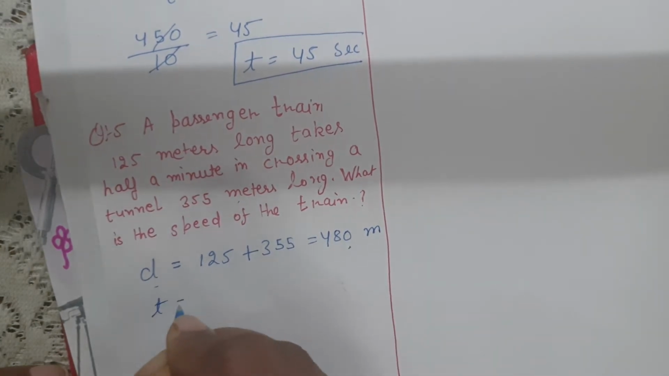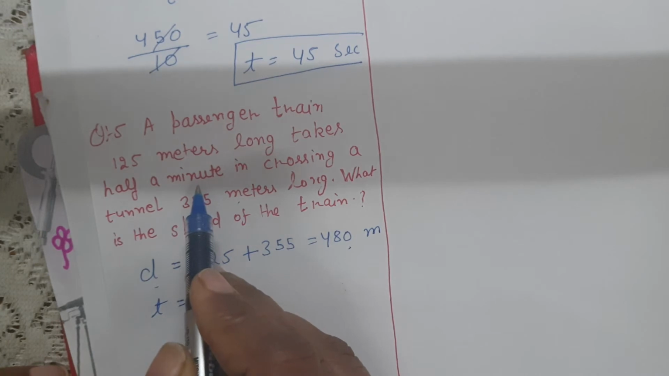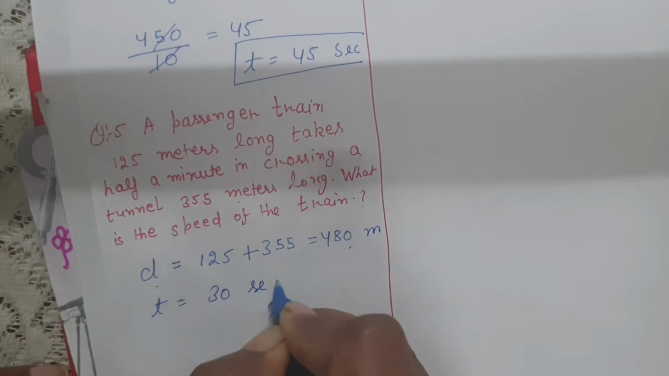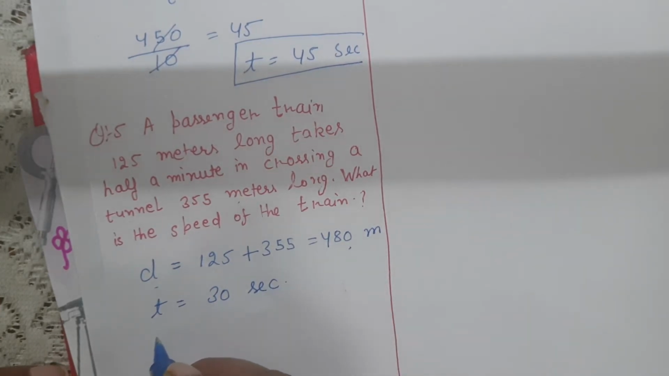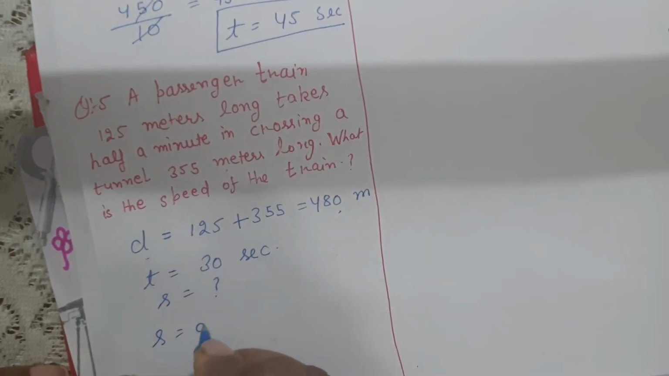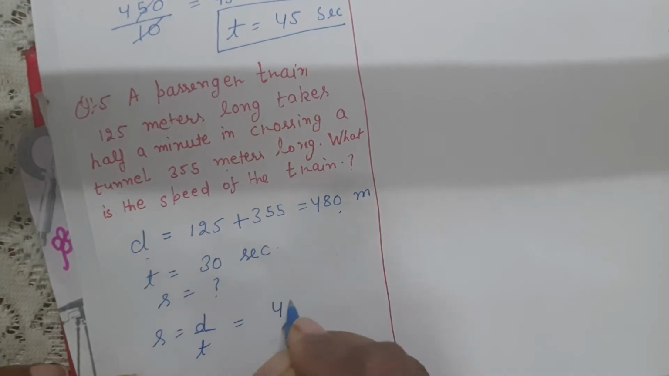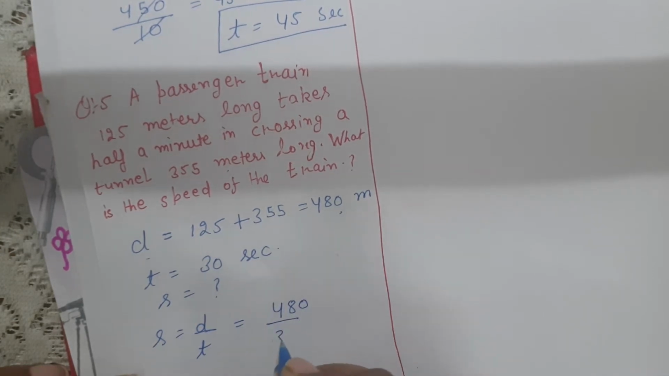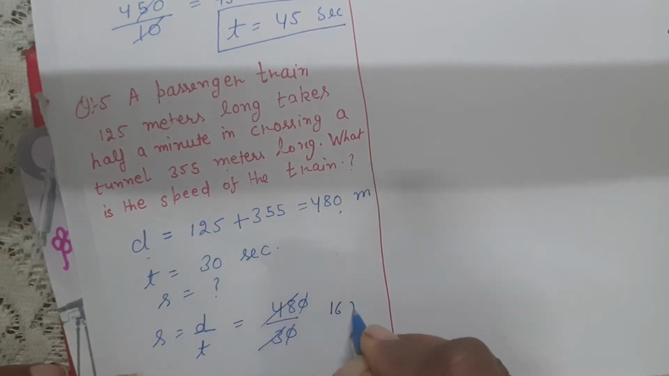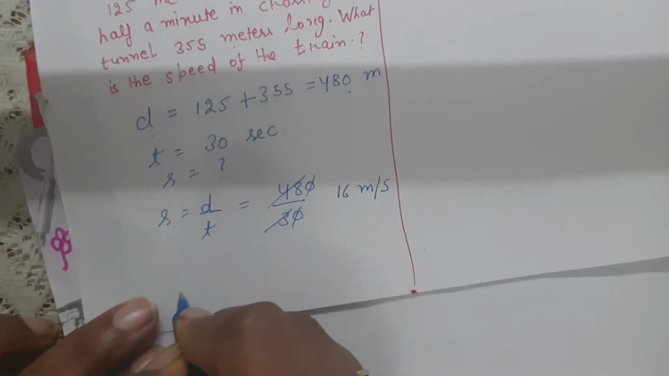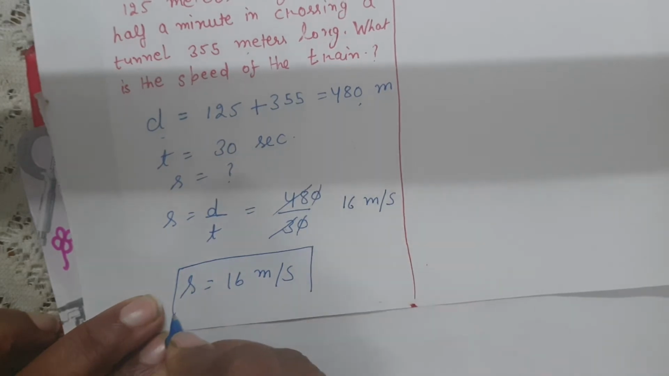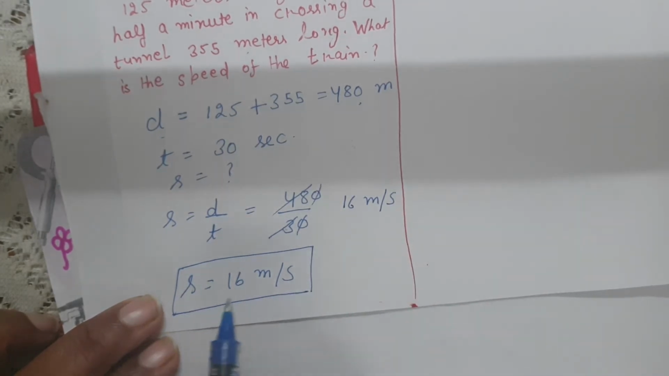And now time is half a minute. 1 minute is equal to 60 seconds. Then half a minute is equal to 30 seconds. And now we have to find out speed. So apply S equals D upon T. And D is 480 and now 30. And now 3 ones are 3, 3 sixes are 18, 16 meter per second. So speed is 16 meter per second. This is the answer of question number 5.